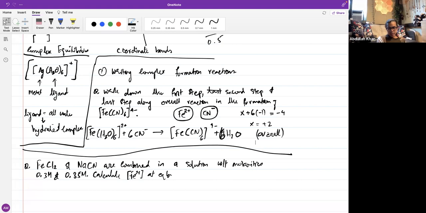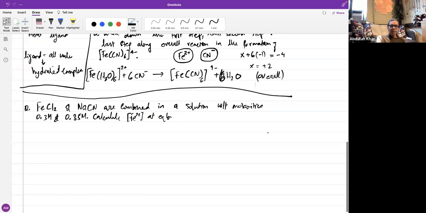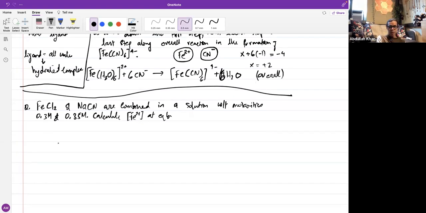Okay, on to this question. FeCl2 and NaCN are combined in a solution, molarities, blah, blah, blah. Calculate Fe2 plus at equilibrium. This is basically a complex formation sort of question. And I'll also give you the Kf of FeCN6 4 minus is 10 to the 8. See, really large value instead of really small values. That's a complication. We can't do small x approximation.